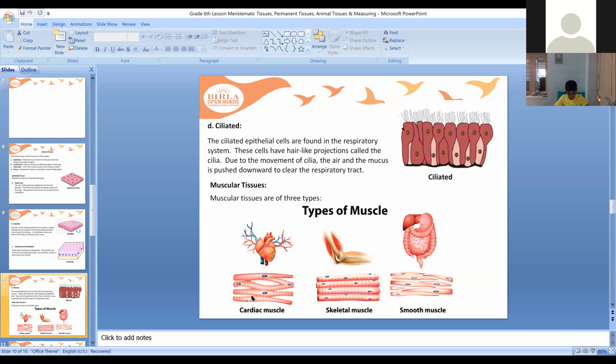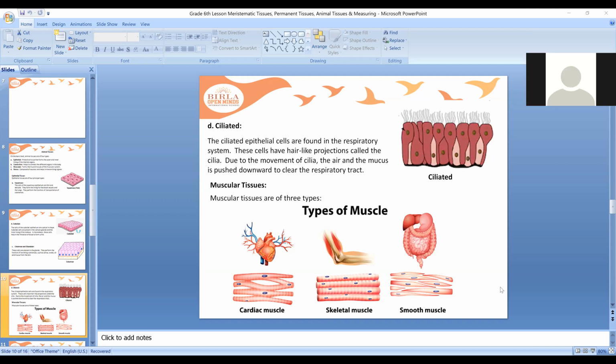So cardiac muscles are very flexible. They help the pumping of the heart. They ease the pumping of the heart. So skeletal muscles. Where are these skeletal muscles present? Near bones, ma'am. Okay, for what do they help us?